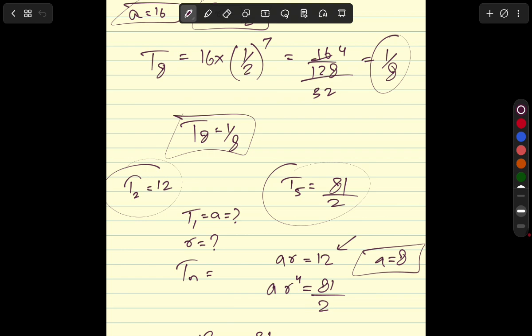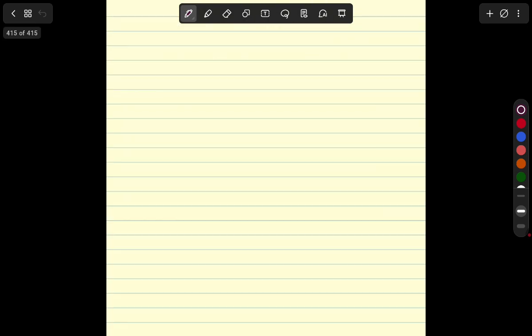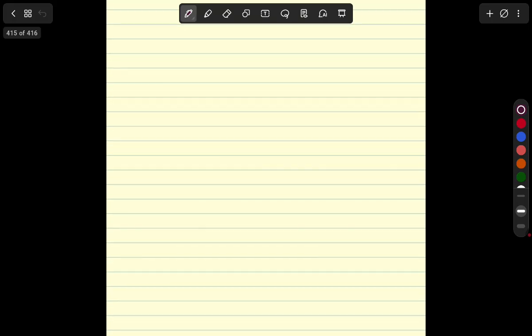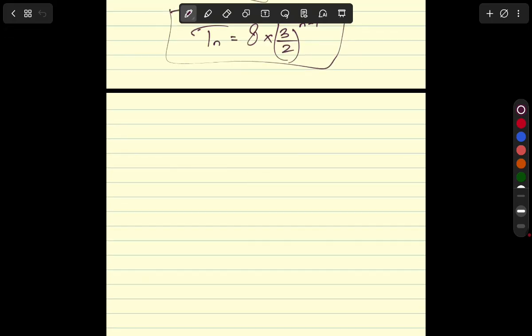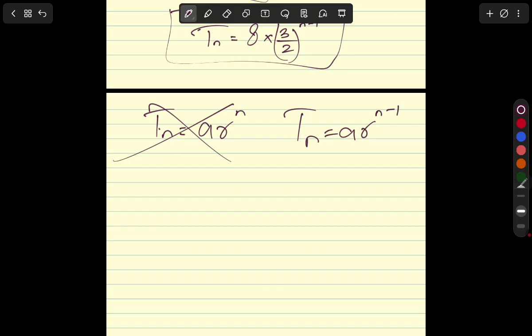Now there are a few common mistakes that students make every time that we go through the examiner reports. The first one is that students write term n as a multiplied by r to the power of n. That's horrible. Never do that. Never ever do that. This is absolutely wrong. Term n is a multiplied by r to the power of n minus 1. The exponent is n minus 1 always.